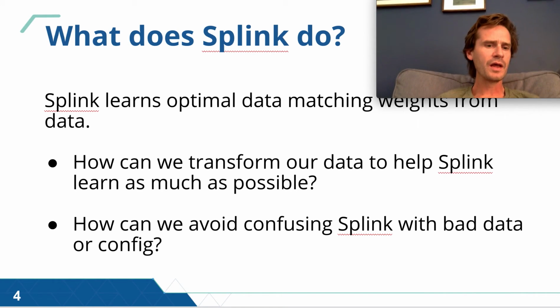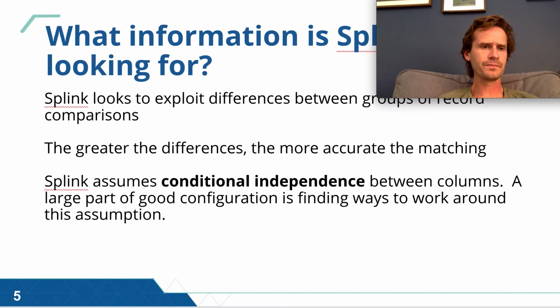And second, how can we avoid confusing Splink with, let's say, bad data or bad configuration? That could be overfitting or the algorithm converging to a local rather than a global maxima. Much of what I'm going to talk about today can be thought of in those terms.